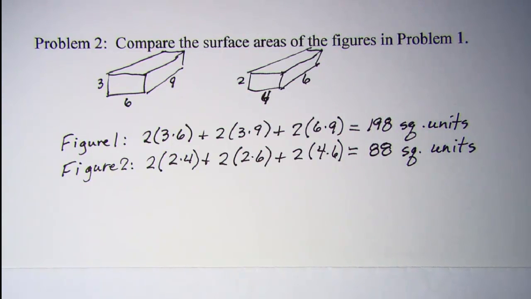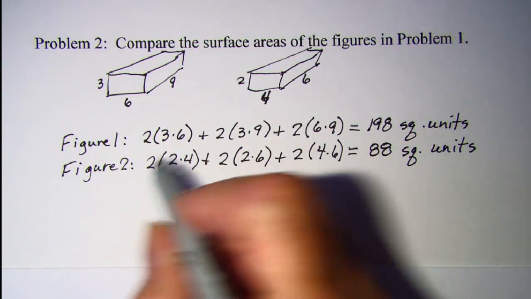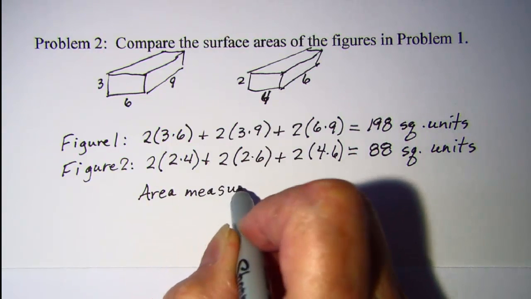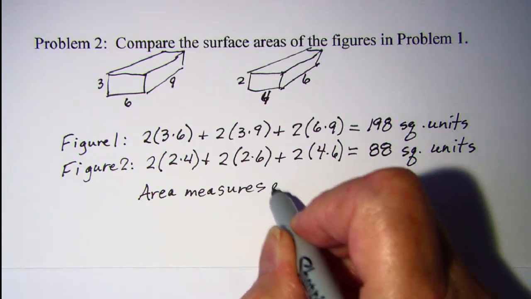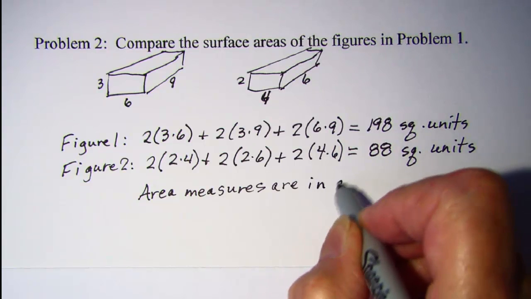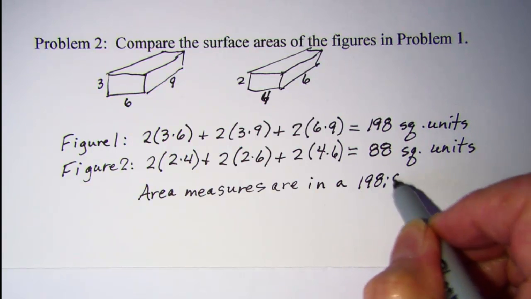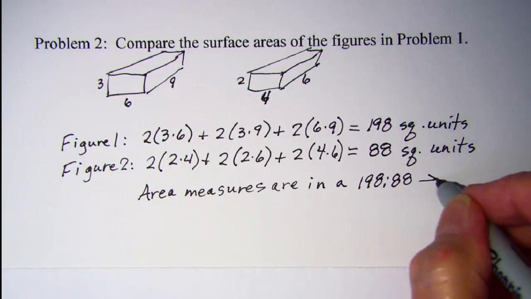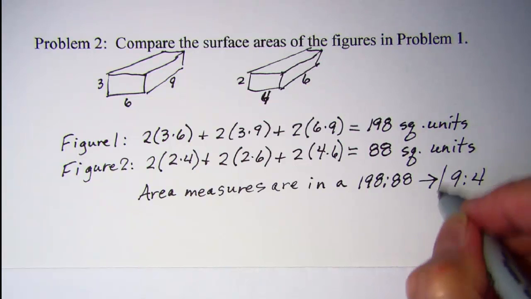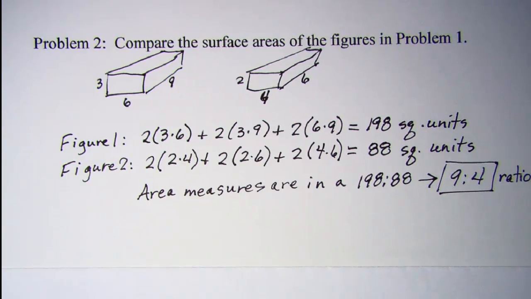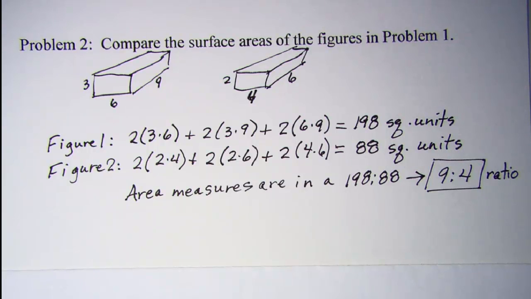So if we compare those, the area measures are in a ratio of 198 to 88, and that reduces to a 9 to 4 ratio. Now notice that 9 and 4 are both the squares of 3 and 2.